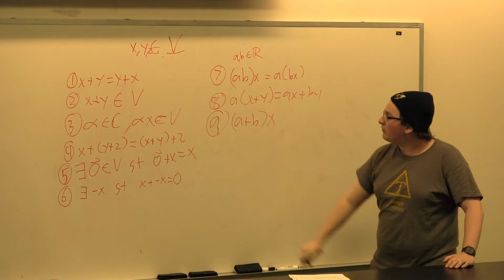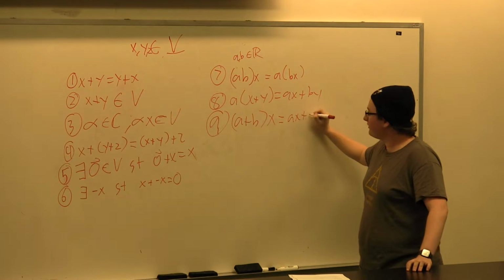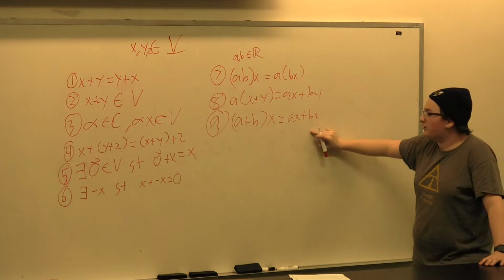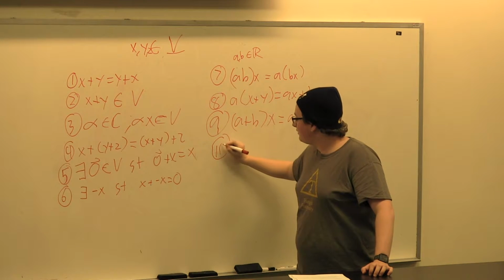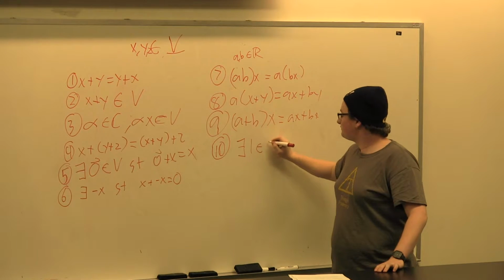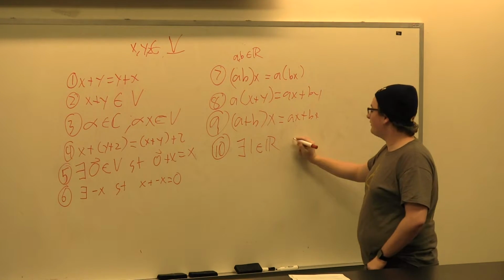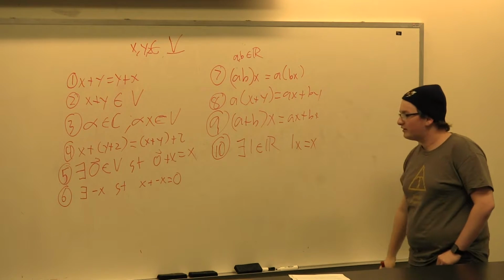A plus B quantity times X is equal to AX plus BX. So scalar multiplication is distributive along scalar addition. And then 10: there exists a scalar, which we call 1, such that 1 times X is equal to X.